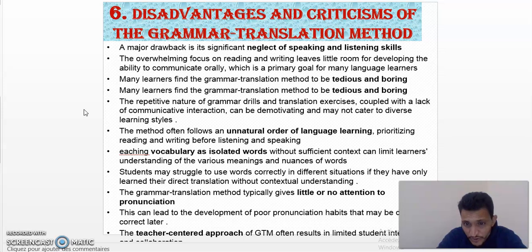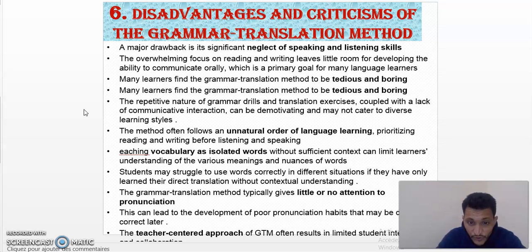Many learners find the grammar method tedious and boring. They find it boring because students don't have the chance to speak the language, to do something with the language. The repetitive nature of grammar drills and translation exercises, coupled with a lack of communicative interaction, can be demotivating and may not cater to diverse learning styles. So this approach doesn't cater for learning styles because it doesn't give learners the chance to speak, to use the language, to do something with the language.